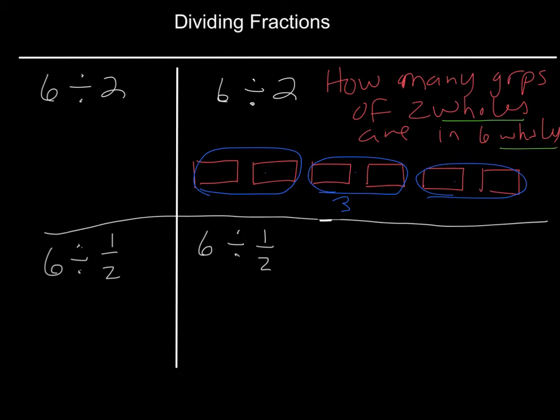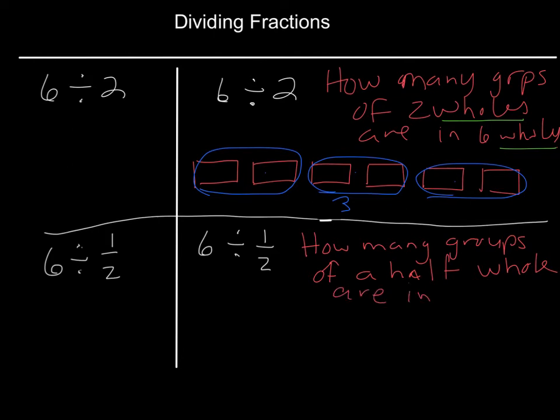So I'm going to start with the same way. So it says, how many groups of a half hole? Because now I don't have the full thing, I have half of it. So how many groups of a half hole are in 6 holes?